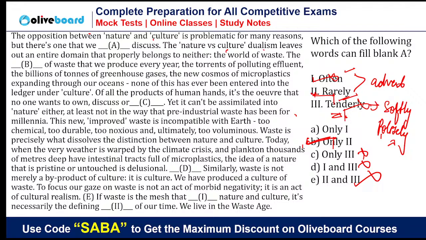The nature versus culture dualism leaves out an entire domain that properly belongs to neither. The world of waste, the dash of waste that we produce every year, the torrents of polluting effluent, the billions of tons of greenhouse gas. Okay, this oeuvre basically refers to work. It is a literary work or any artwork, that is called oeuvre. It's a literary term, the work that no one wants to discuss.